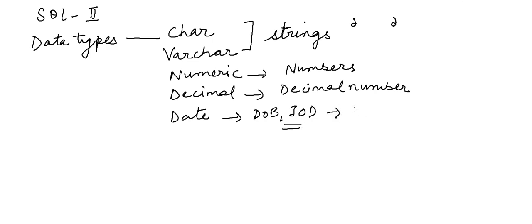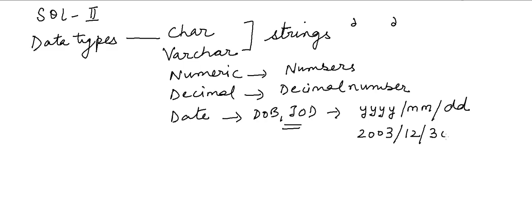The format which SQL uses is YYYY, which stands for year, MM, which stands for month, and DD, which stands for day. For example, year 2003, month 12, and day 30. So this is how the date will be stored. Again, the date is also given in quotes, single or double, your choice.